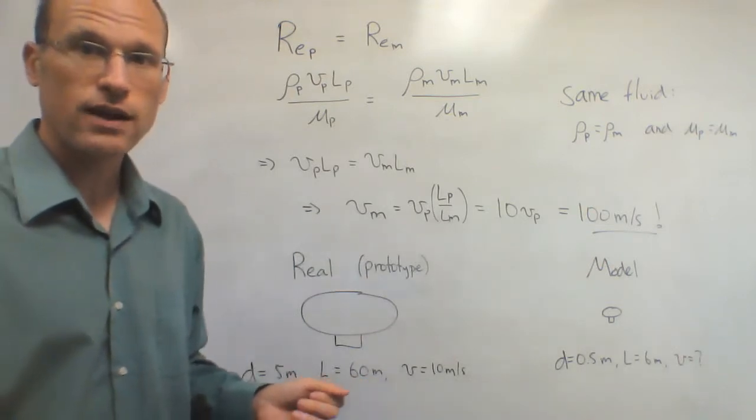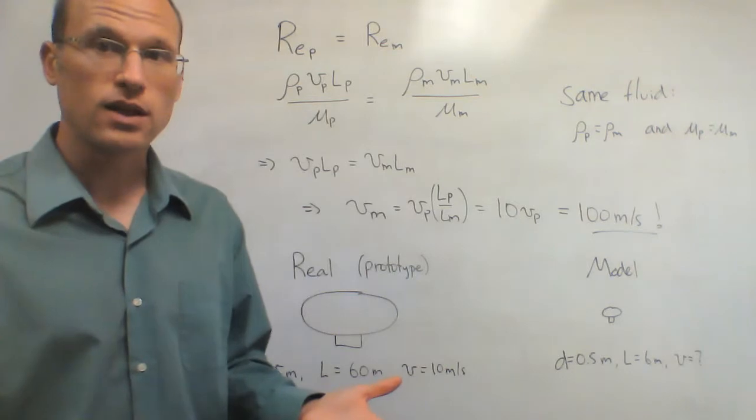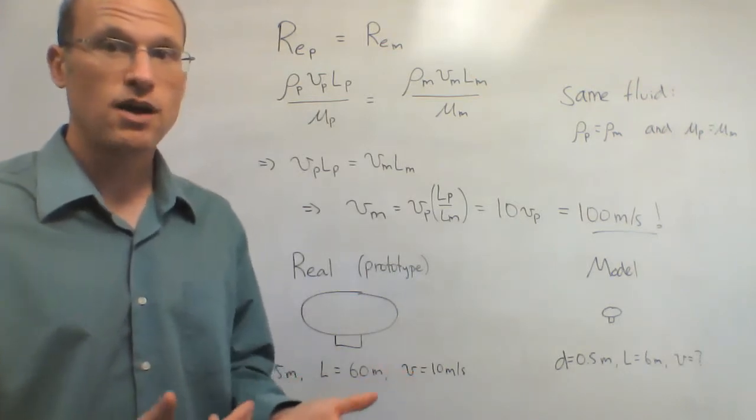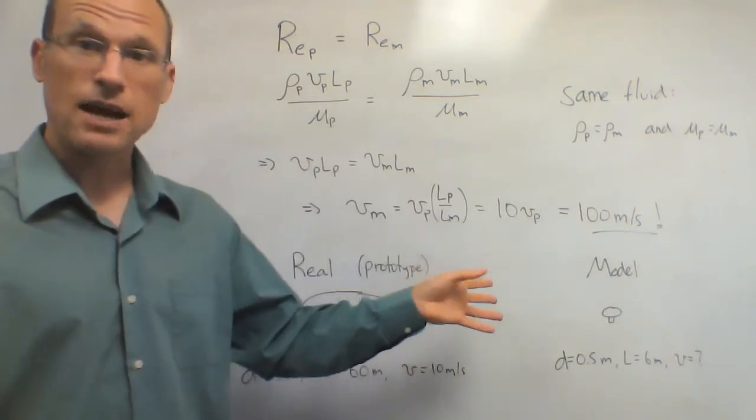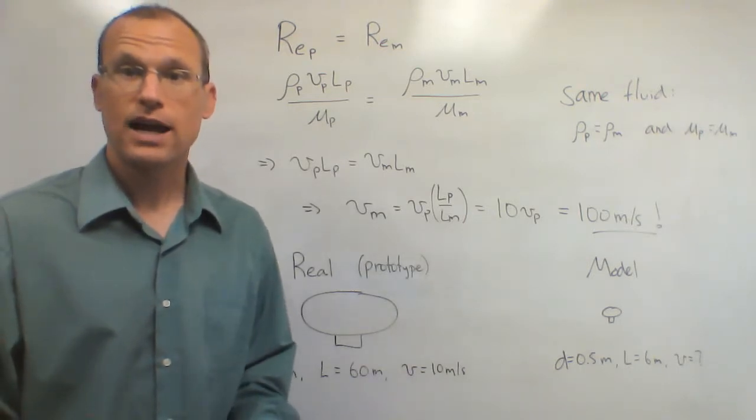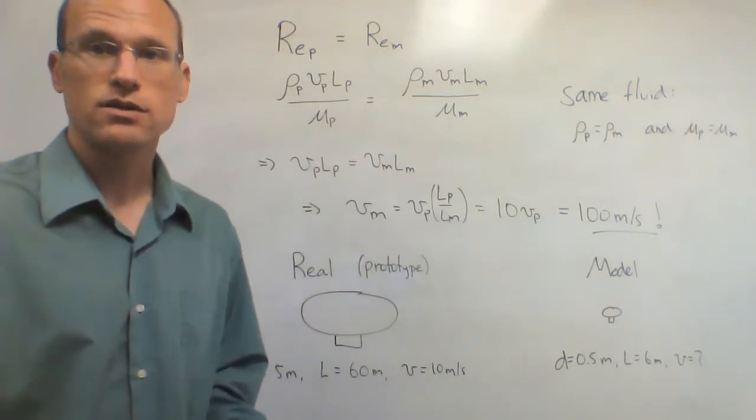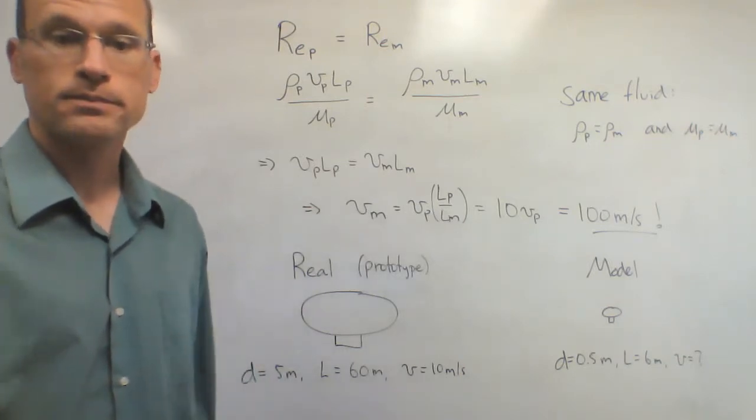Now you might have thought that a 1/10 scale model should use 1/10 the velocity, or maybe you'd think that the velocity should be the same, but in fact I need 10 times the velocity for Reynolds number similarity, to make sure that I have this dynamic similarity so that I'm testing the same conditions that the real blimp's going to fly in.